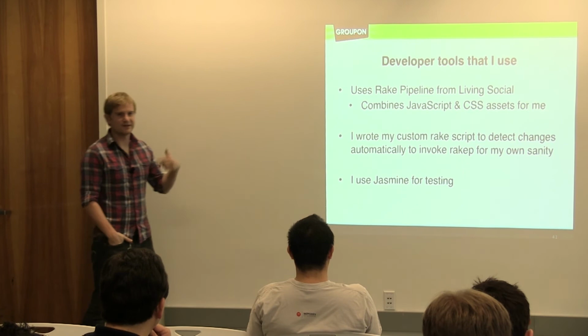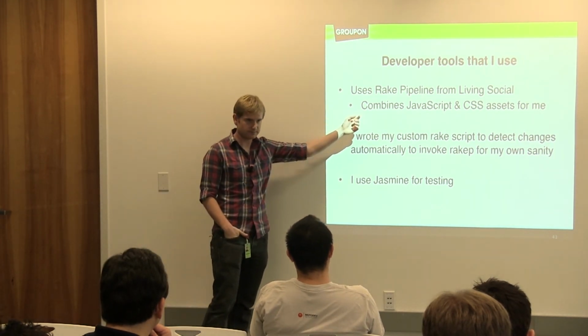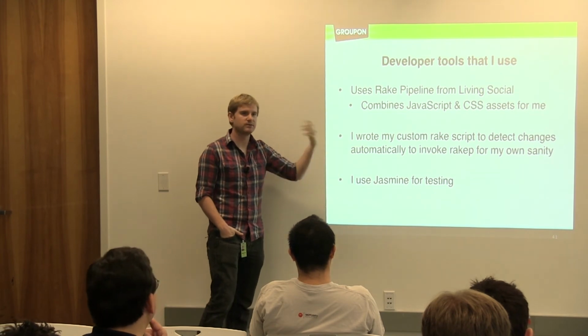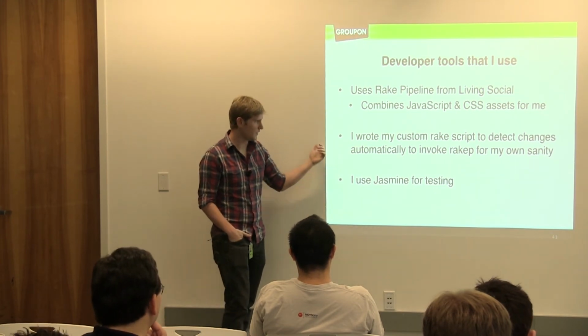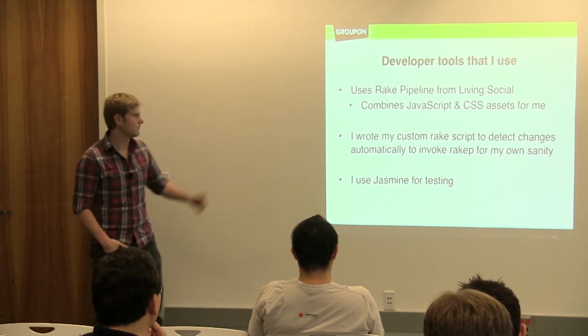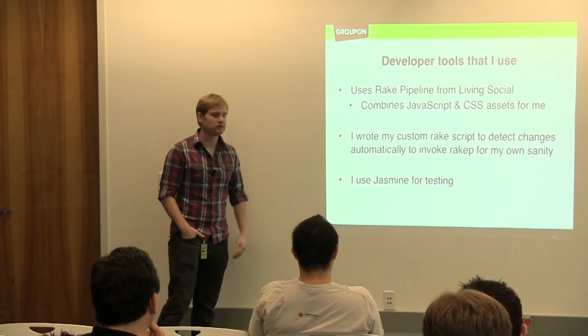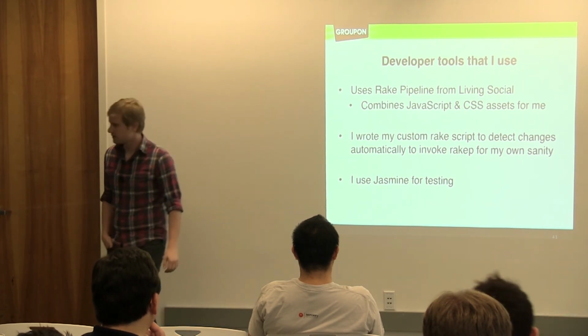One thing is that I want to detect your changes and all that stuff. There is a watch here that starts a server, but for our architecture we use PHP. I actually just came up with a custom script that monitors everything, and when it detects a change, it just runs Rake Pipeline for me. And then I use Jasmine for testing as well.